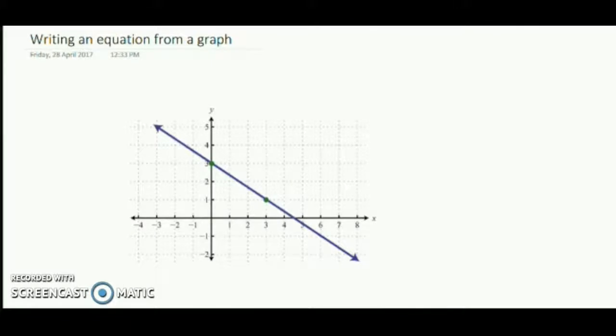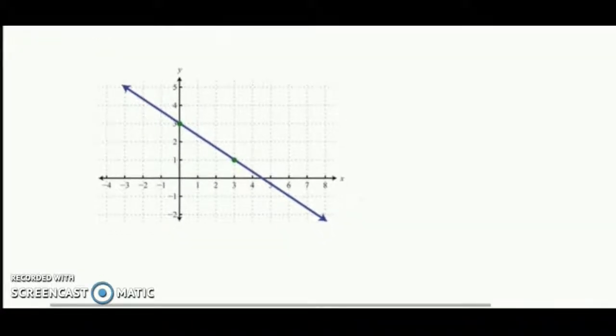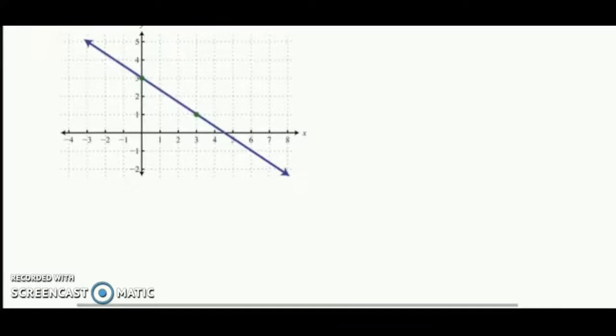Tutorial 5 out of 6. We're going to be looking at getting an equation, the y equals mx plus c equation, from the graph. So if we look at this graph here, we can see that it cuts through the y-axis here at 3. So our y-intercept is equal to 3.